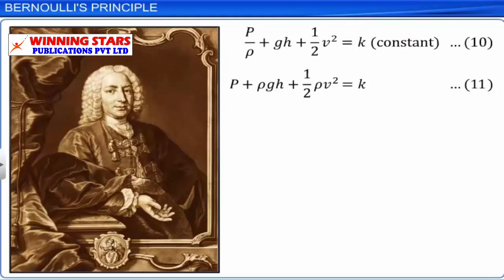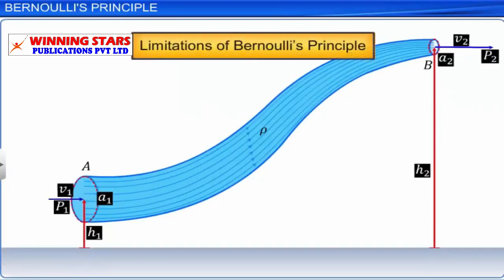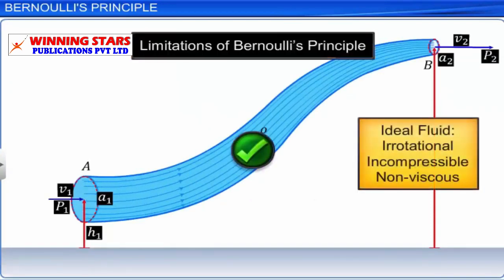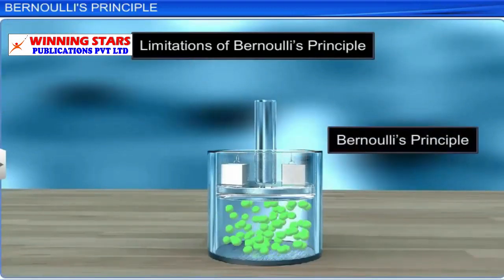Bernoulli's principle, however, has some limitations. Bernoulli's principle is applicable only to ideal fluids, that is, irrotational, incompressible, and non-viscous fluids in a streamlined flow. If a fluid is compressible, as is generally the case with gases, volumes do not remain constant, and hence density does not remain constant. Thus, we cannot apply Bernoulli's principle to situations such as this.